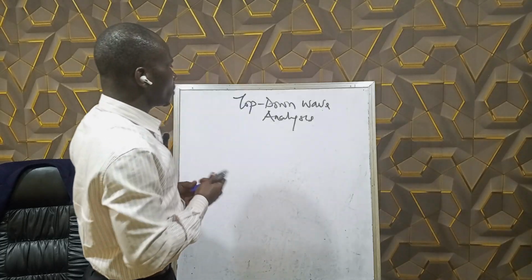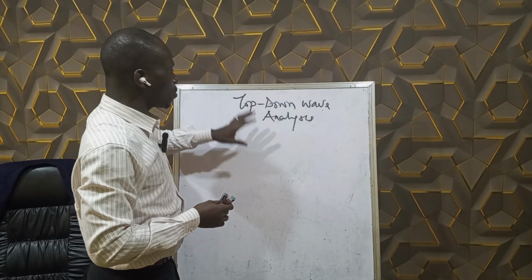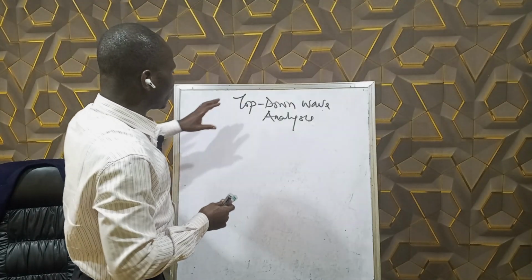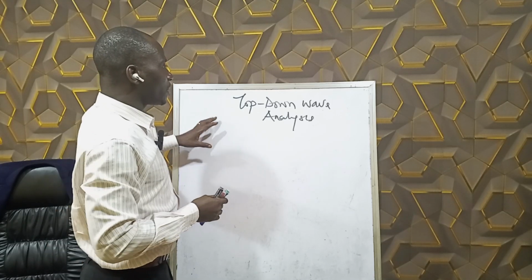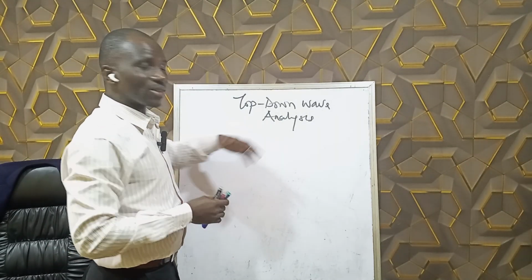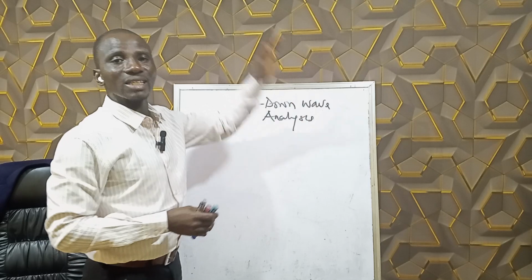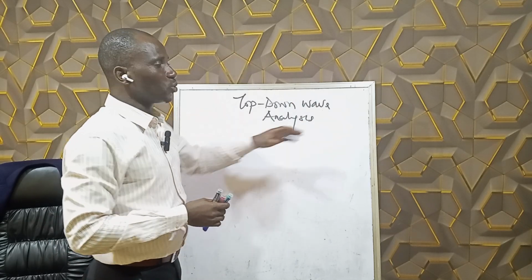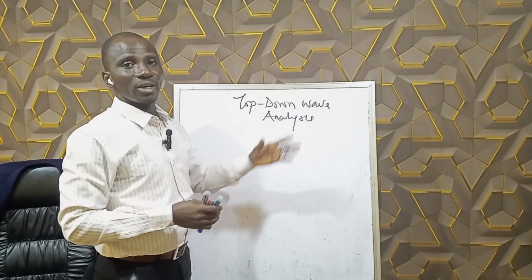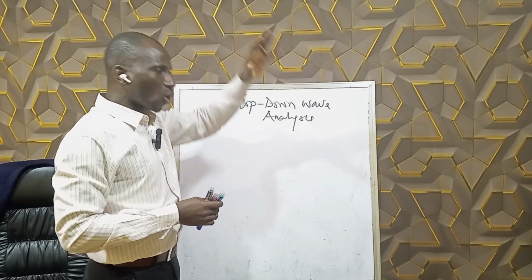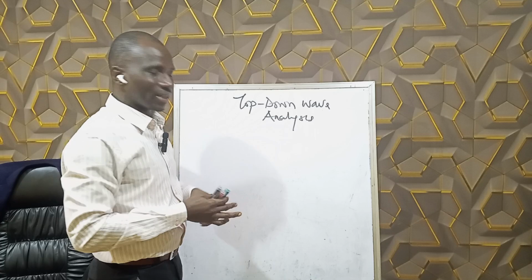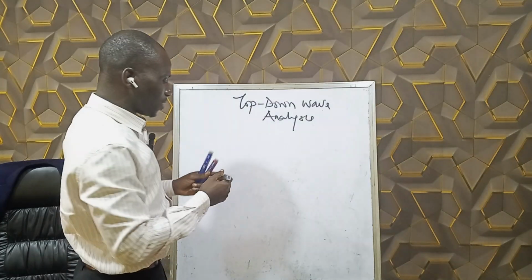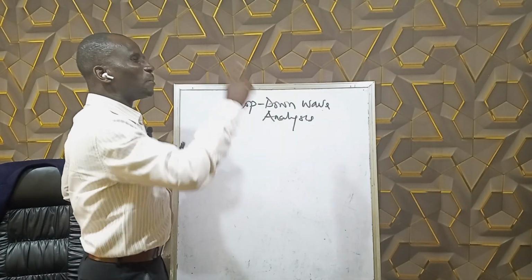Now, when we say top-down wave analysis, what we are saying is that the fact that the market moves in waves does not mean that you can just go to the chart and pinpoint a wave to trade. If you do that, it's not going to end well, because you will be caught in the wrong wave of the market, as it were. So top-down means that you are going to start from the monthly time frame.